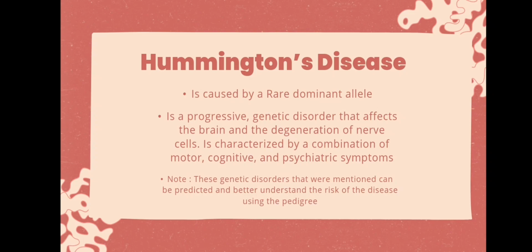These genetic disorders that are mentioned can be predicted, and the risk of the disease better understood, using the pedigree.